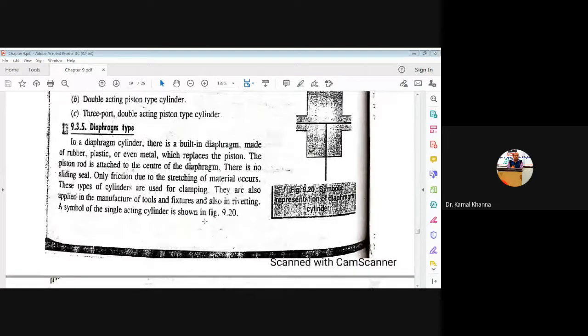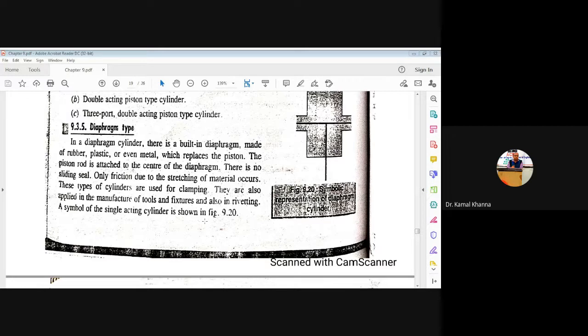Next is the diaphragm type. In this cylinder there is a built-in diaphragm, which may be made up of rubber, plastic, or even metal, that replaces the piston here. The piston rod is attached to the center of the diaphragm. So there is no sliding seal, because the diaphragm acts as a seal which prevents atmospheric air from entering and also prevents the leakage of the compressed air from the system.